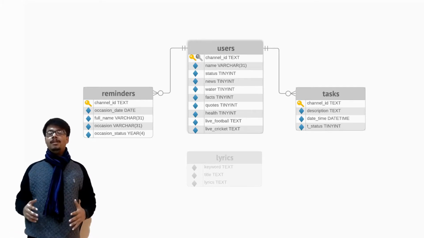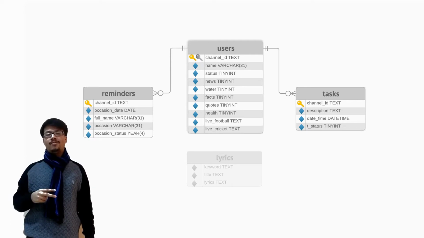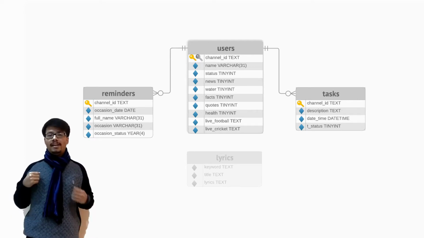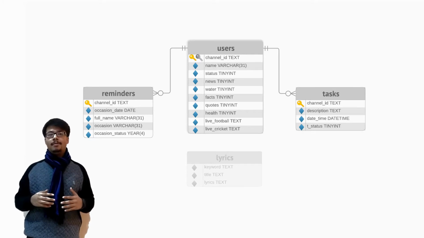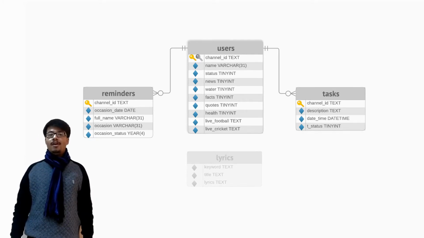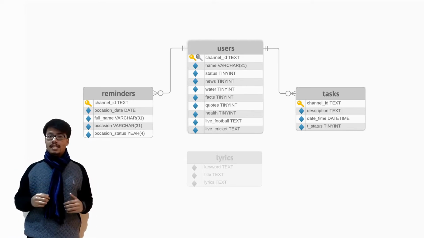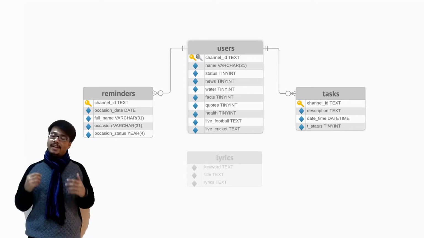In the users table, channel ID has been used as a primary key as well as a foreign key, while in reminders and tasks table, it is used as a primary key. The relationship from users table to the other two tables is 1 to 0 or many.